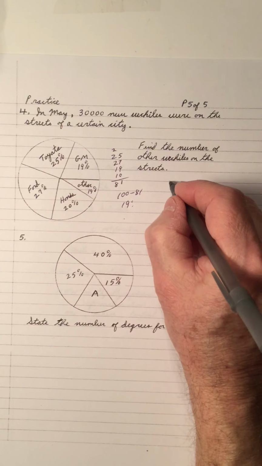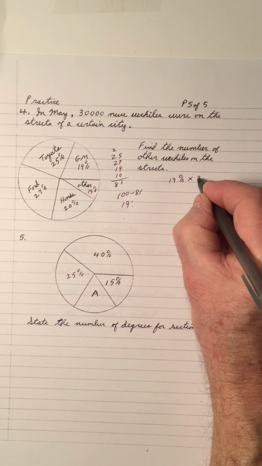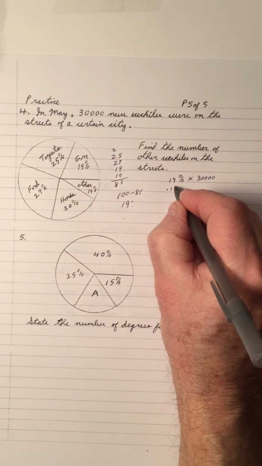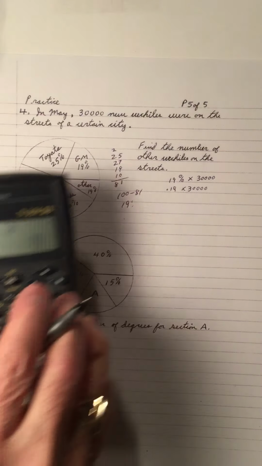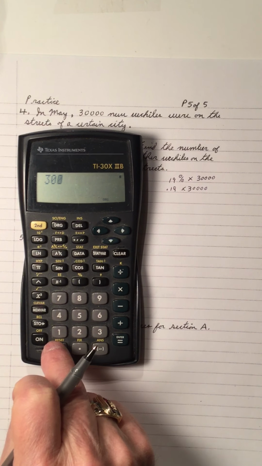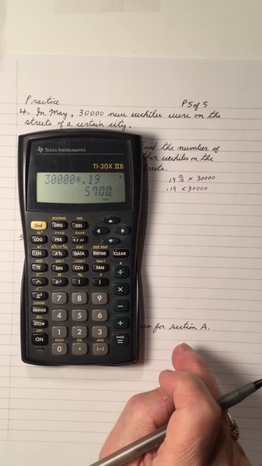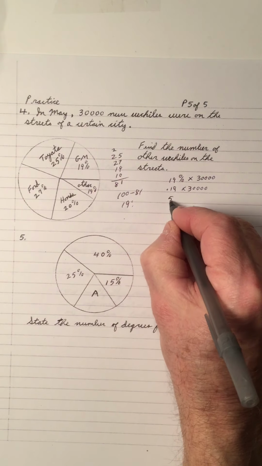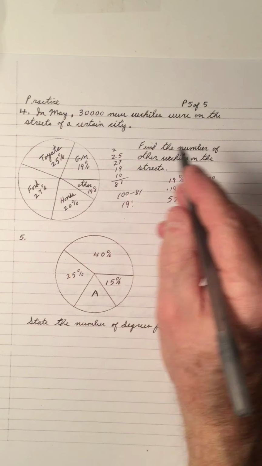Now, that's 19%. So we have to take 19% of the total number of vehicles, which is 30,000. And 19% is decimal 19 times 30,000. So 30,000 times decimal 19, and we have 5,700. So there's 5,700 other vehicles on the street.